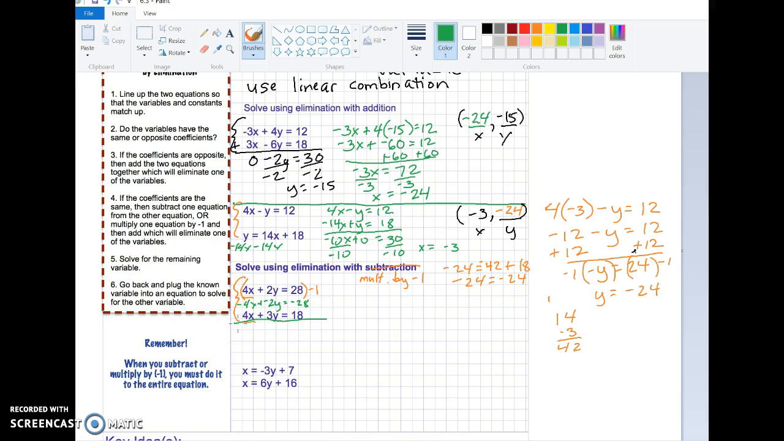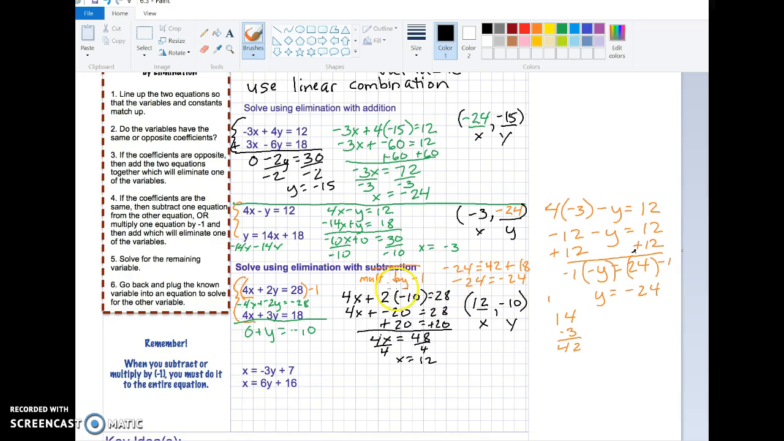Negative 4x and 4x is 0. Negative 2y and 3y is positive y. And negative 28 and 18 is a negative 10. So my y is equal to negative 10. And I just need to now find my x. So you go ahead and find the x because you now know that y is negative 10. Go ahead and find the x.